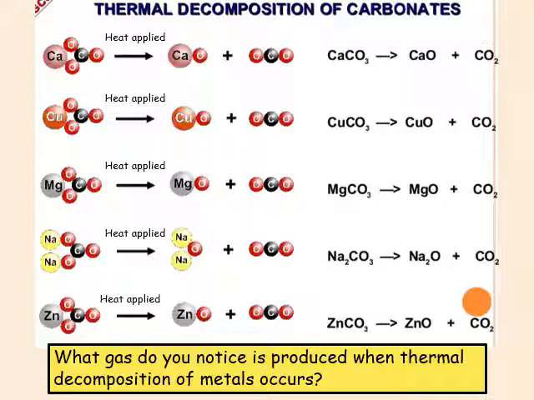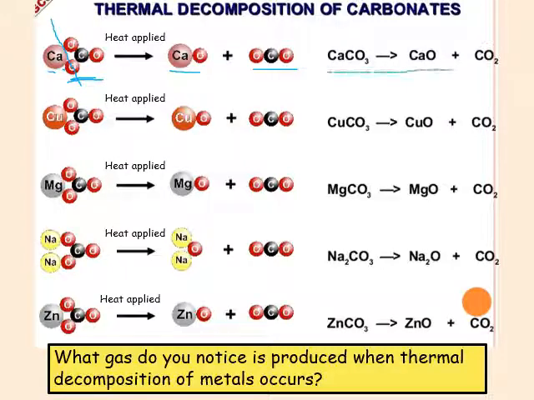And here is the particle diagram of the same decomposition process. So here we have a calcium carbonate molecule. This section here is the carbonate: 1 carbon and 3 oxygens, plus calcium. Here, heat is applied and this is broken down, decomposed into calcium oxide, 1 calcium and 1 oxygen, and carbon dioxide.